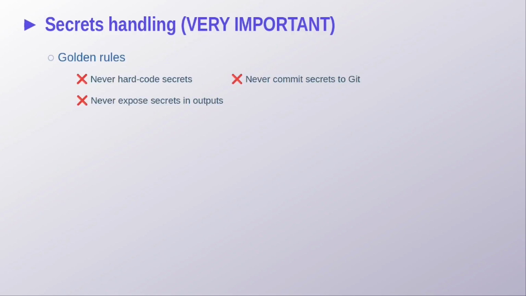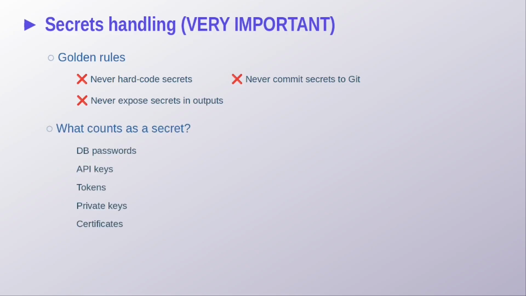Secret handling. This is where most Terraform disasters happen. Golden rule. Please remember this rule. Never hardcode secrets. Never commit secrets to Git. Never expose secrets in output. If you ignore these rules, Terraform will eventually leak your secrets. What counts as a secret? Secrets include database passwords, API keys, tokens, private keys, and certificates. If losing it hurts your business, it's a secret.